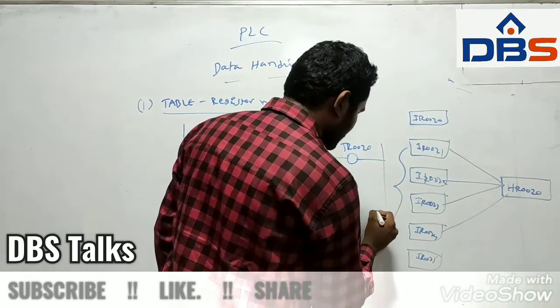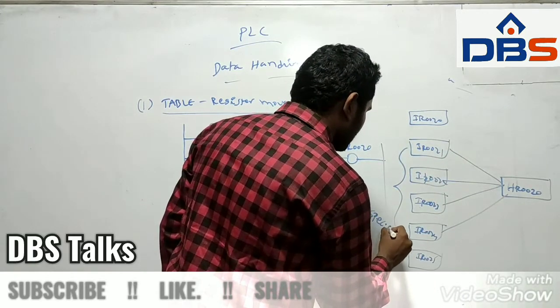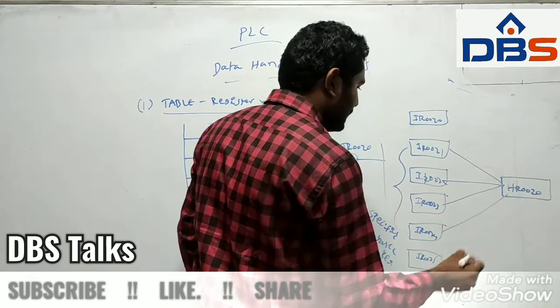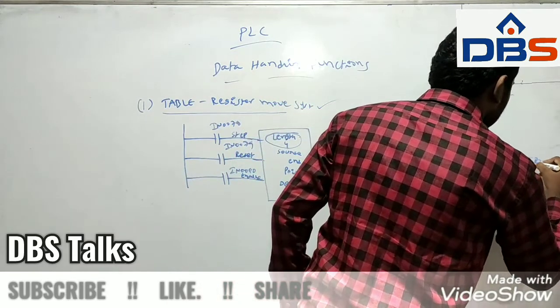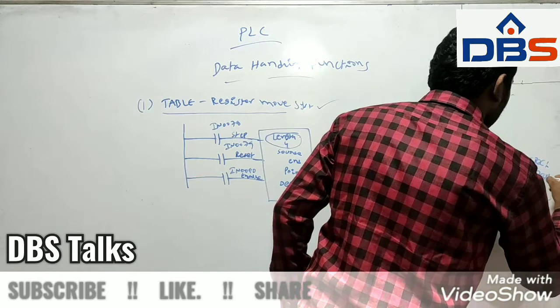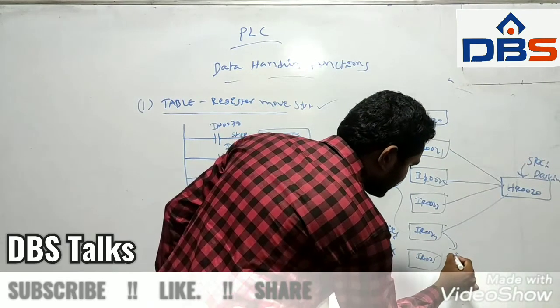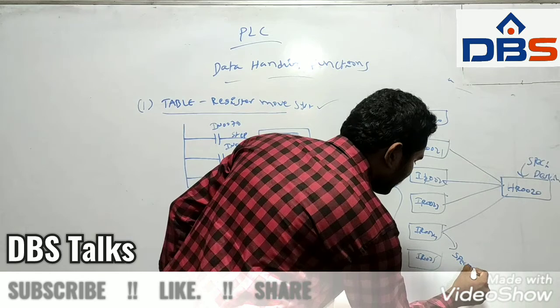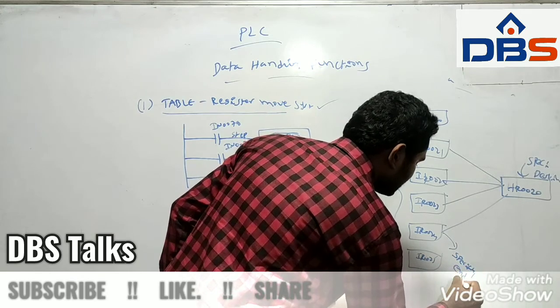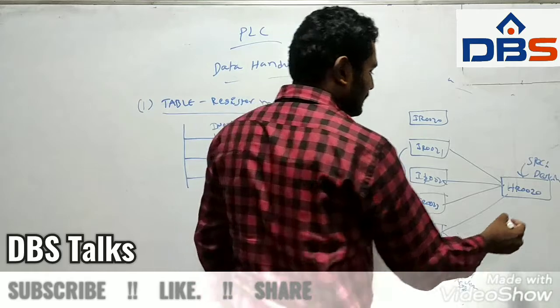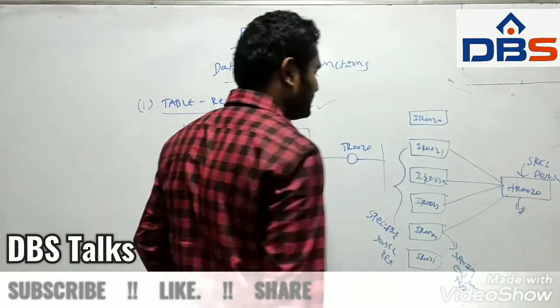So these are the specified source registers, and this is the specified destination register, and the last register is the specified end register and source register. This is the last specified destination register.